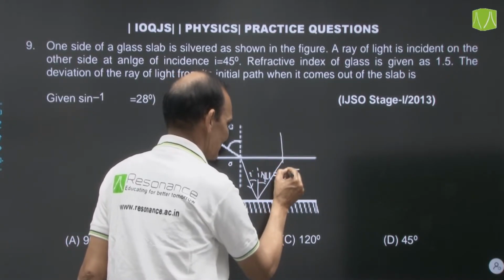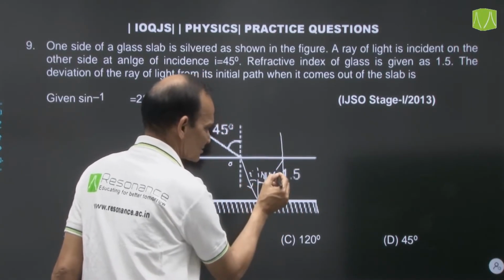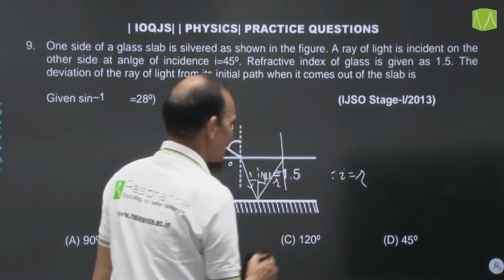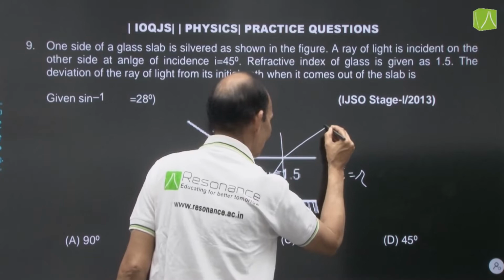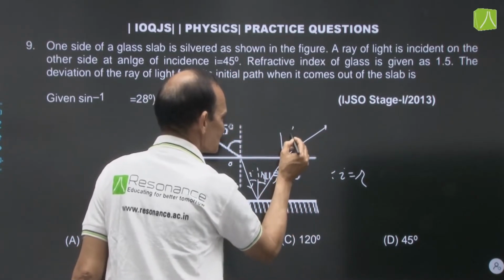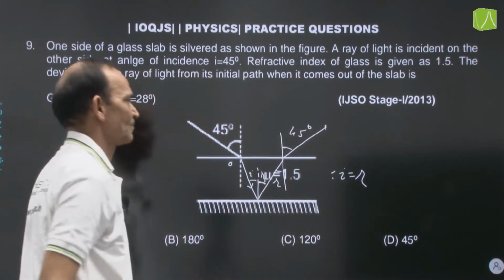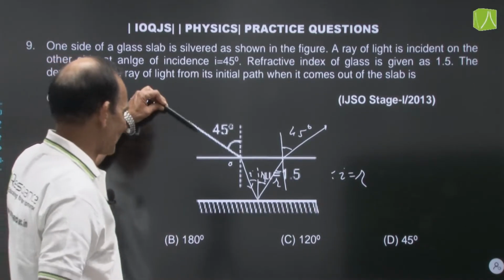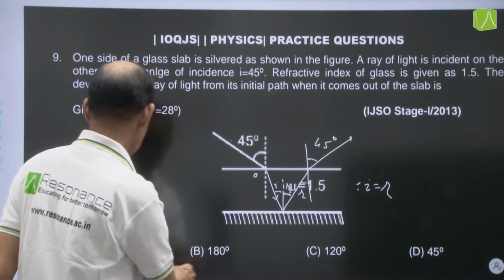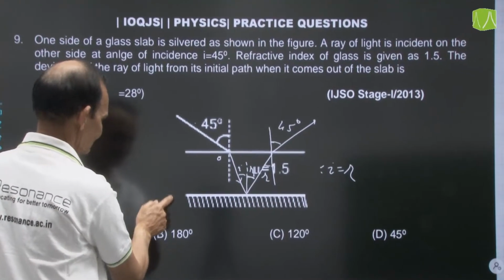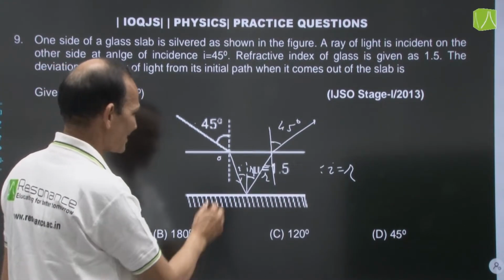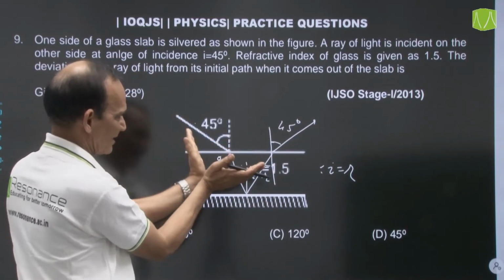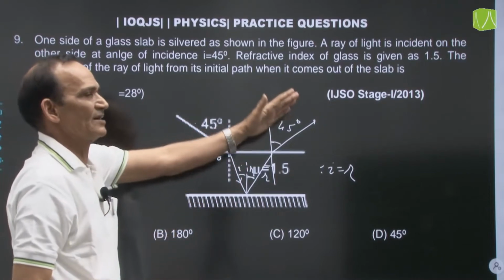Now think about this one. This angle is R. This will also be R because I is equal to R. So it will bend in this way. This will be how much? 45 degree. Now after it there are two methods. Extend this line in the forward direction, okay? Forward direction and extend in the backward direction. You have to find the angle between the incident ray and the emergent ray.